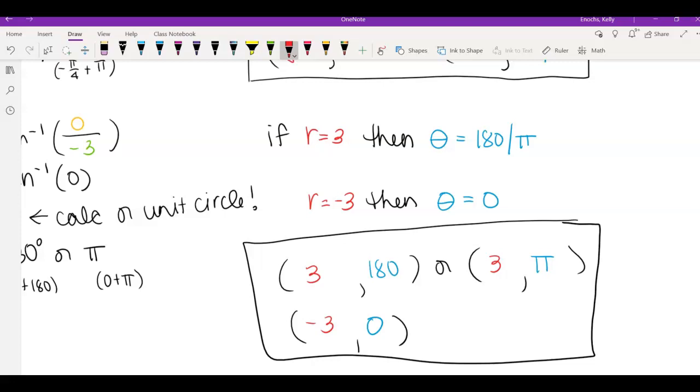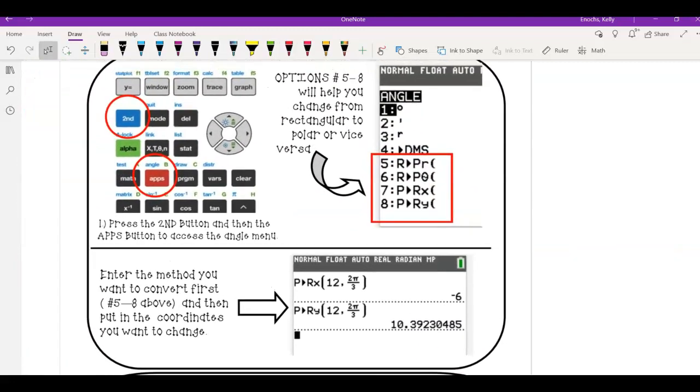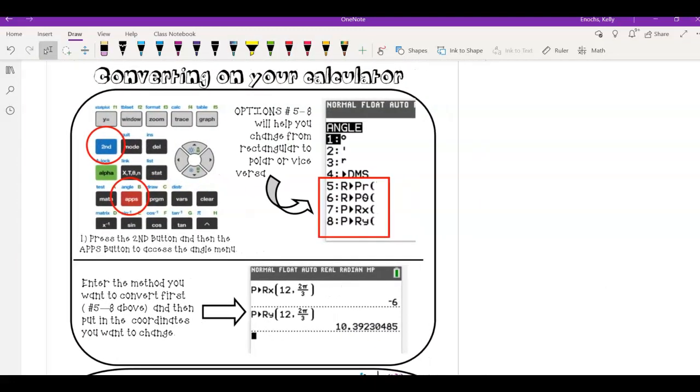All right, now let's talk about doing this on your calculator. You can use your calculator to help you out. You need to use that angle menu, which we used when we did degrees, minutes, seconds. You get to that angle menu by pressing the second button and then the apps button. Using 5, 6, 7, or 8 will change you from rectangular to polar or polar to rectangular, depending on which one you're trying to find. Notice you're going to have to do this twice for each problem, because some of them only find r, some only find theta, some only find x, some only find y.